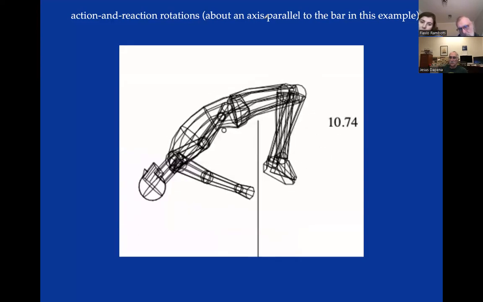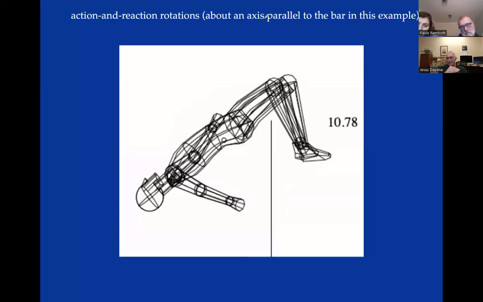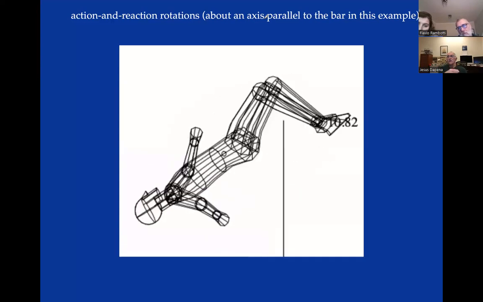So what you see is the trunk actually rotates a little bit clockwise, and that makes the legs rotate counterclockwise very fast.